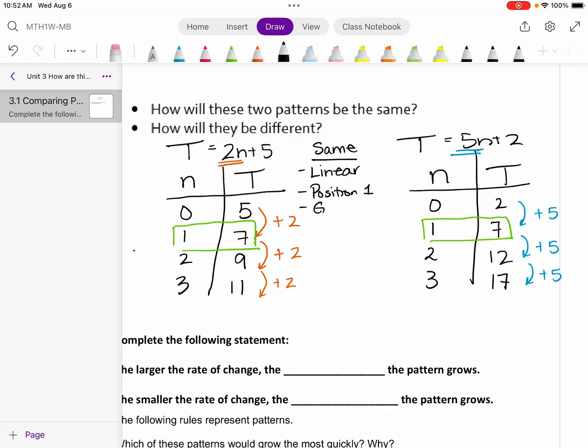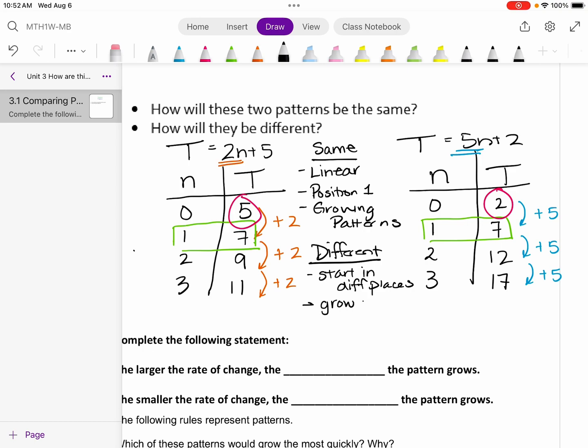And I might even say that they're both growing patterns because they're getting bigger as we move on in position numbers. What things might be different? That they start in different places. So when I look here, my first pattern starts at 5 and my second pattern starts at 2, so they start in different places. And that they grow at different speeds. Different speeds or different rates.